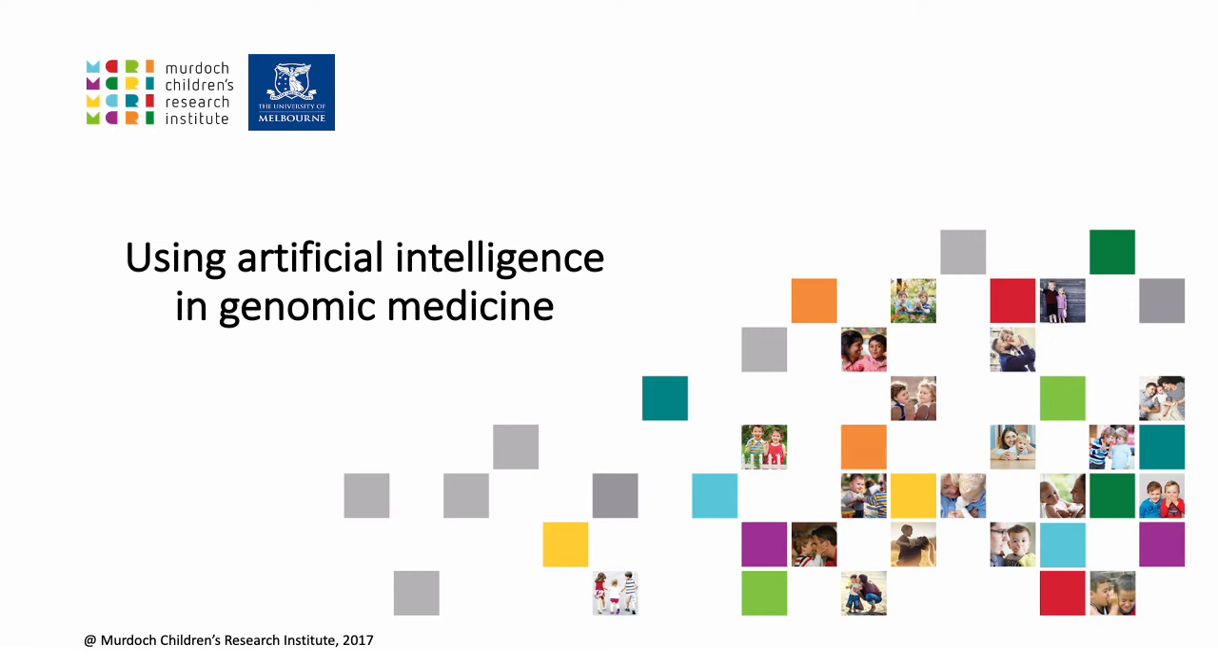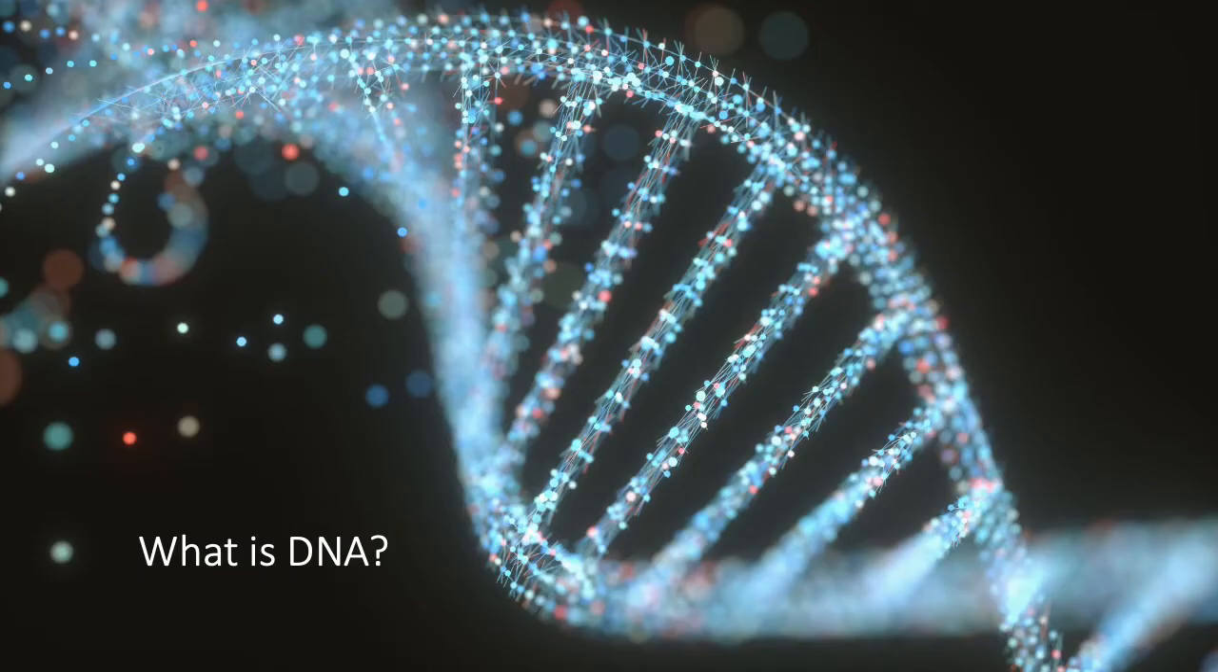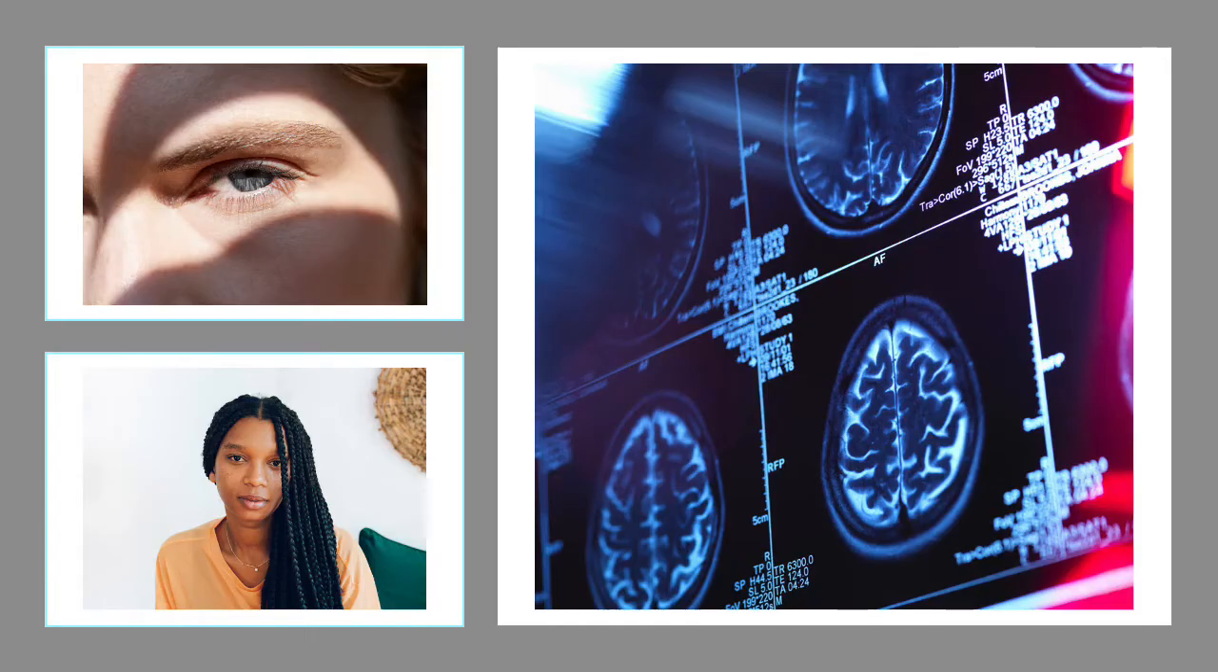Today I'd like to talk to you about using artificial intelligence, or AI, in the field of genomic medicine. But first, let's talk about what DNA is. DNA contains the instructions that tell our bodies how to grow and develop. Each person has a unique DNA sequence that affects many things about them, such as their eye and hair color, as well as their chance of developing some diseases. DNA is made up of a sequence of letters, A's, T's, C's, and G's.